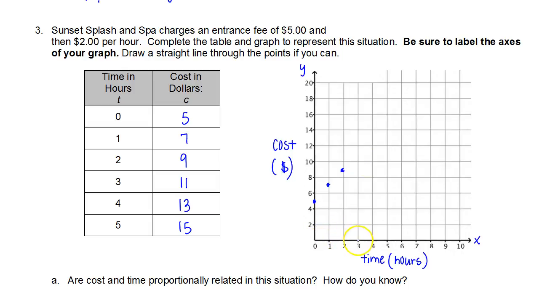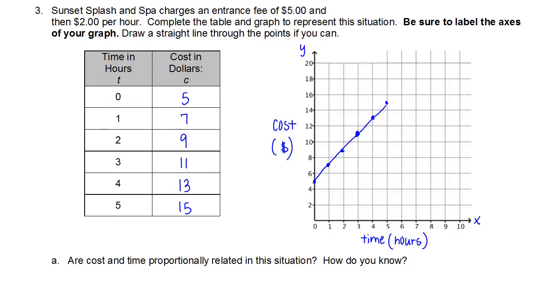3 hours at the spa, right 3 is going to be $11, so between 10 and 12. 4 hours at the spa, right 4 is going to be $13, so between 12 and 14. And for 5 hours, right 5, that's going to be $15, so between 14 and 16. And once again, my not straight line. This is a really bad example. Okay, but there's my line.